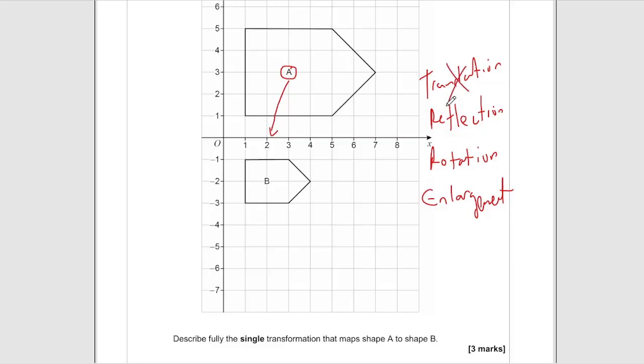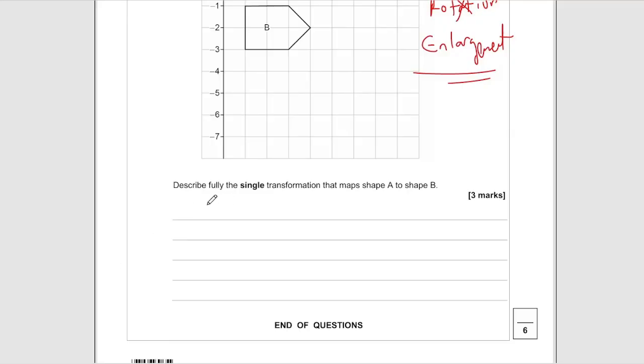Okay, so it's not the same. It's not flipped or reflected. It's not turned. It's actually got smaller from A to B. So it's still an enlargement even though it's got smaller. It just means my scale factor is going to be less than 1. So it'll be a fractional scale factor because it's got smaller.